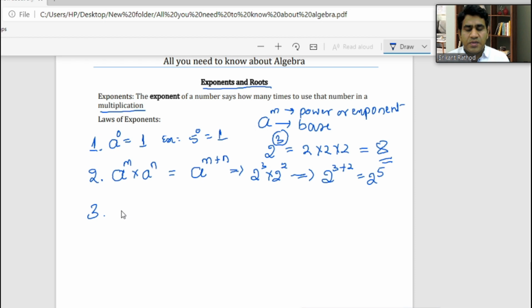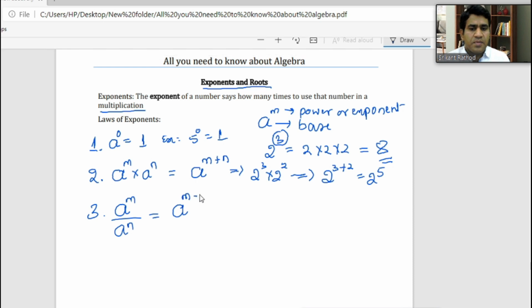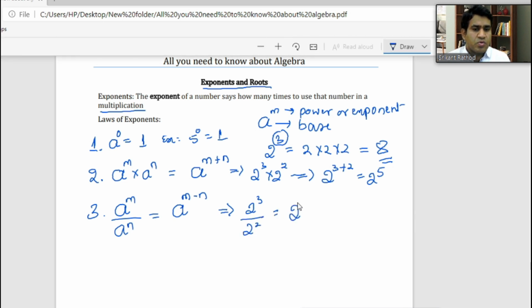Next, a to the power m divided by a to the power n. When there is a division with the same base, this can be written as a to the power m minus n. Let me take one example here, 2 to the power 3 divided by 2 to the power 2. This can be written as 2 to the power 3 minus 2, which is equivalent to 2 to the power 1, that is just 2.